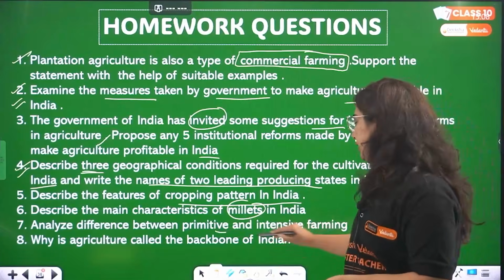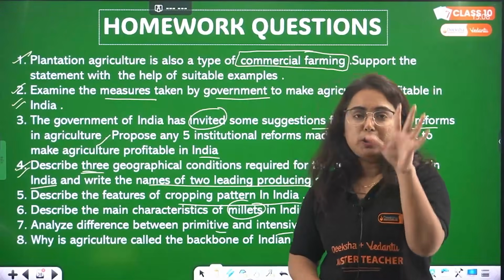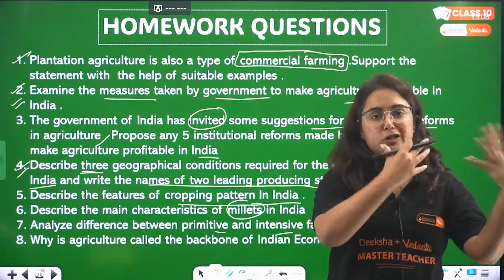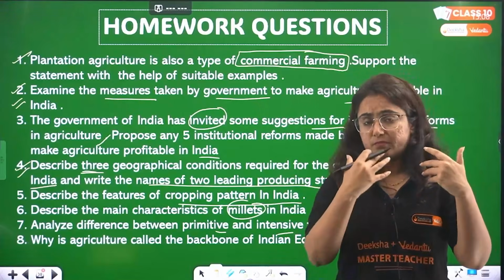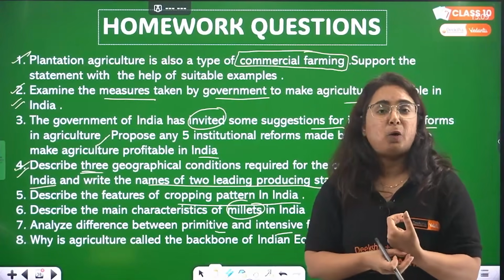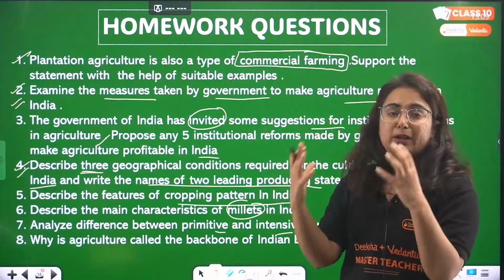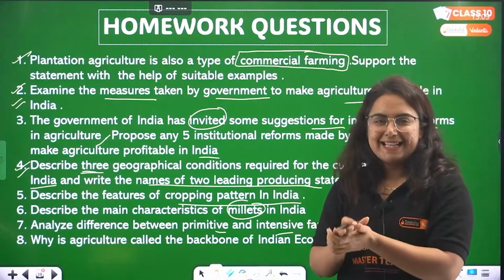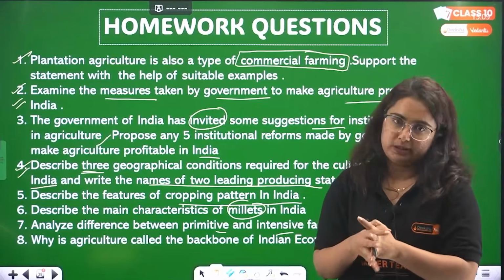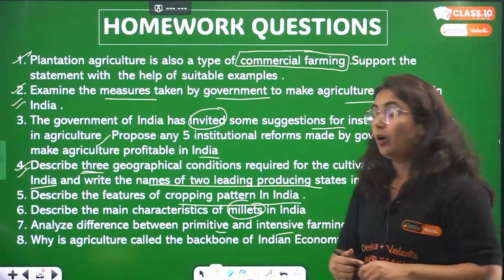Analyze the difference between primitive and intensive. Why? This is the first question of the session that I told you that it is going to come. Okay? So primitive is based upon old tools, and the fertility of the soil comes naturally. It depends upon natural factors like rainfall and all. However, in intensive, the population pressure increases, and we start using what? Biochemicals too. Okay?